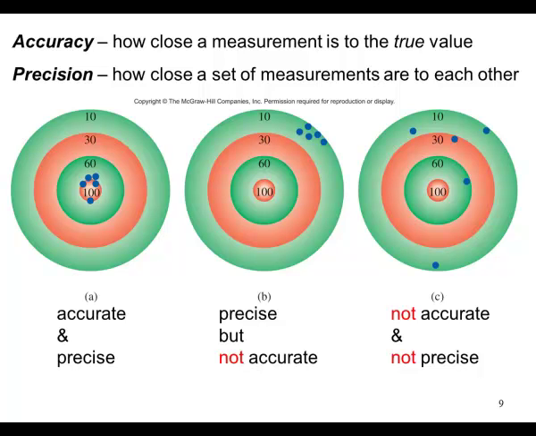In the second, we see that the data is precise but not accurate. That is, the hits are close to one another but not near the bullseye. The last one shows not accurate and not precise. Everything seems to be scattered all over the place.